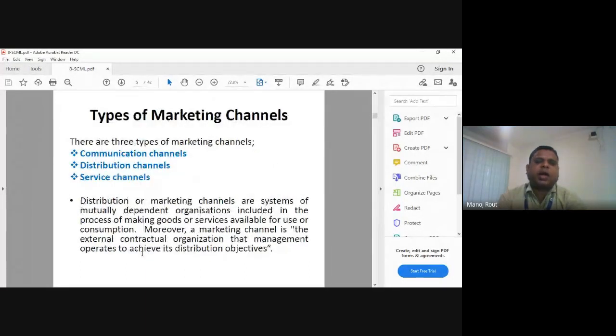then the next is types of marketing channels. So there are three types of marketing channels. The first one is the communication channel, the next is the distribution channel, the next is service channels.